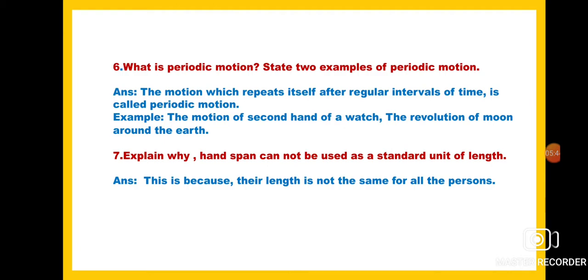Next, number 7, explain why handspan cannot be used as a standard unit of length. Same thing like a footstep. Okay, because it varies from person to person. Someone is having a longer handspan, someone is having a shorter handspan. So it is not the same for all persons, but it varies from person to person.